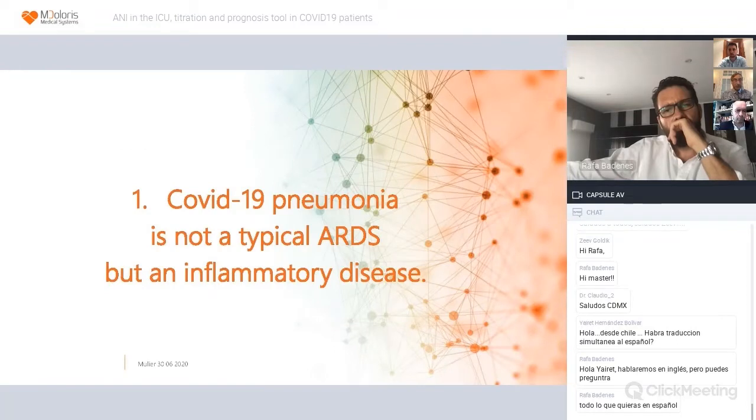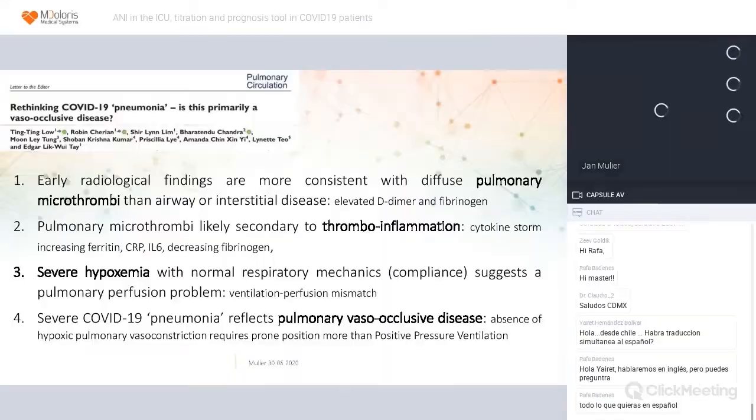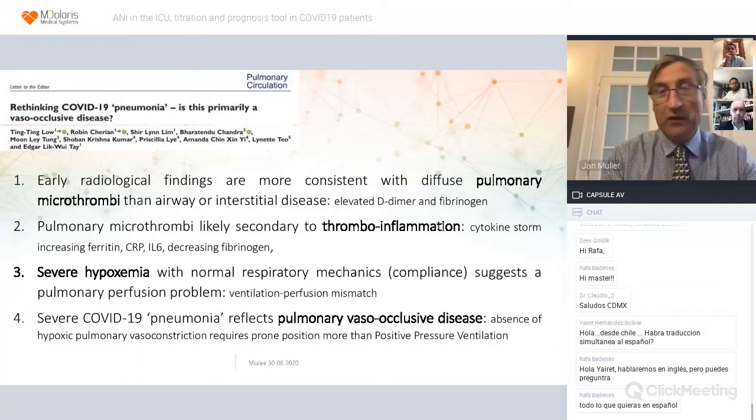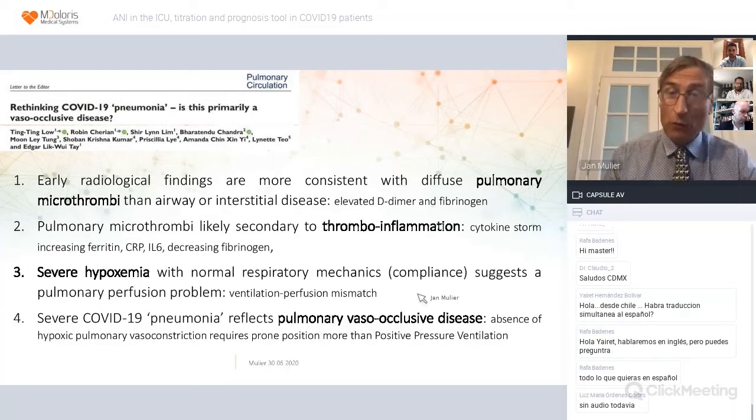using heart rate variability with COVID-19 patients. COVID-19 pneumonia is not a typical ARDS, but it's an inflammatory disease, not due to interstitial disease or airway disease. It means the compliance of the lungs remains normal. What we see is that these pulmonary microthrombi are likely secondary to thromboinflammation. There's a cytokine storm with increasing ferritin, C-reactive protein, interleukin-6, and decreasing fibrinogen. The result is a severe hypoxemia with normal respiratory mechanics and normal compliance, suggesting also pulmonary perfusion problems.